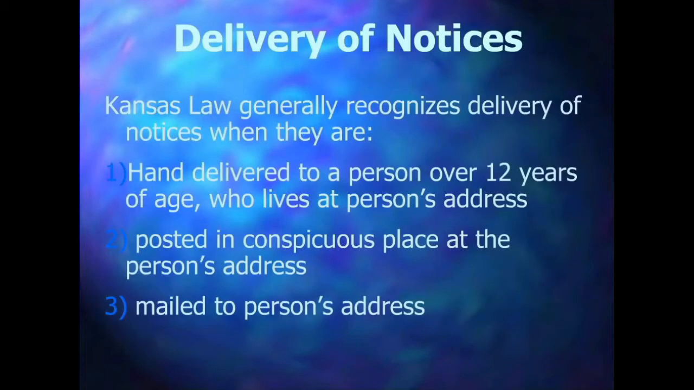Under the Kansas Residential Landlord and Tenant Act, notices, you need to know what kind of notices landlords and tenants must give each other. What types of notices are there? What happens after notices have been served? Kansas law generally recognizes delivery of notices when they are handed and delivered to a person over 12 years of age who lives at the person's address, or a notice can be posted in a conspicuous place at the person's address, or a notice can be mailed to the person's address or last known address.